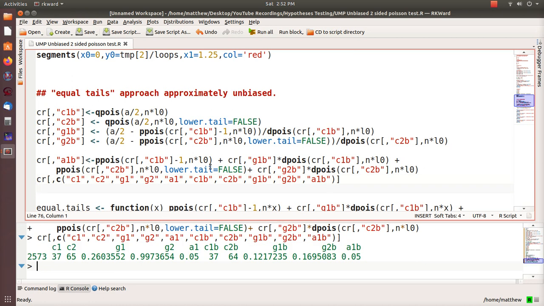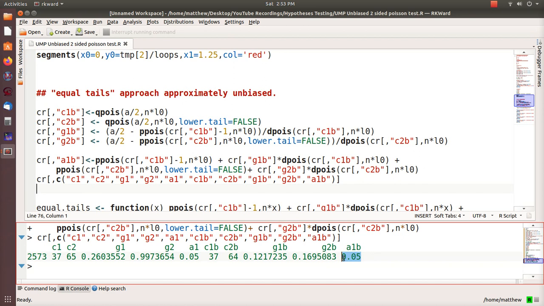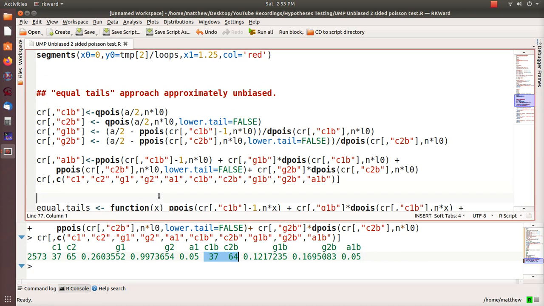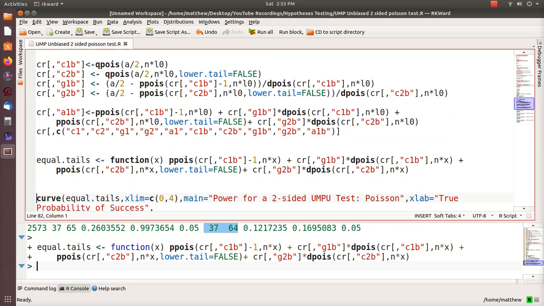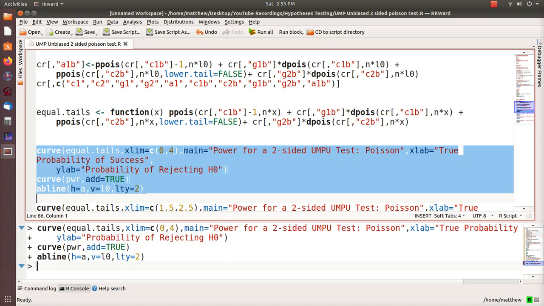And let's test to see if it is a 0.05 test. So this here looks at the probabilities of being in the rejection region, and it is 0.05, right? And so the new critical values for this equal tails approach are 37 and 64. And here, for the UMPU test, it's 37 and 65, so it's a little different. And that's it. And so let's create a power function for the equal tails approach. That's what this does.